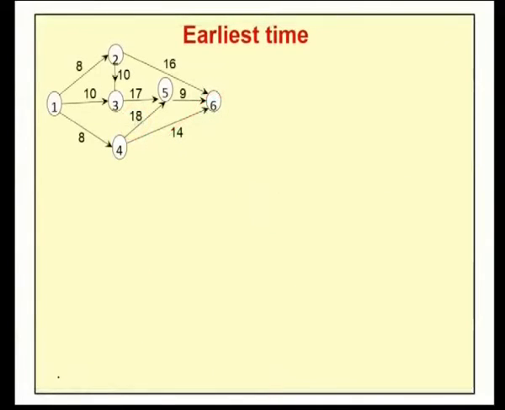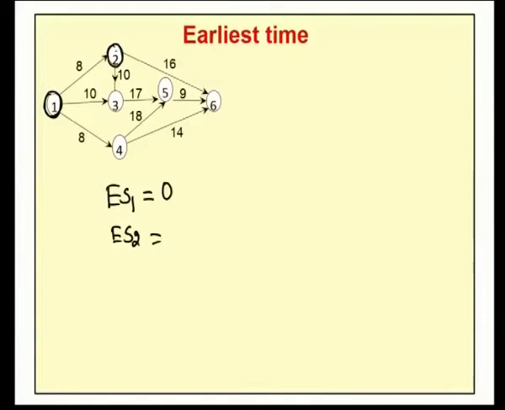Now first we compute the earliest time for this network diagram. Let us start with the initial node. We know very well, for the initial node the earliest starting time is the starting time of the project. Therefore, for the node 1, ES1 is 0. Next we have to compute ES2 for the node 2. So ES2.